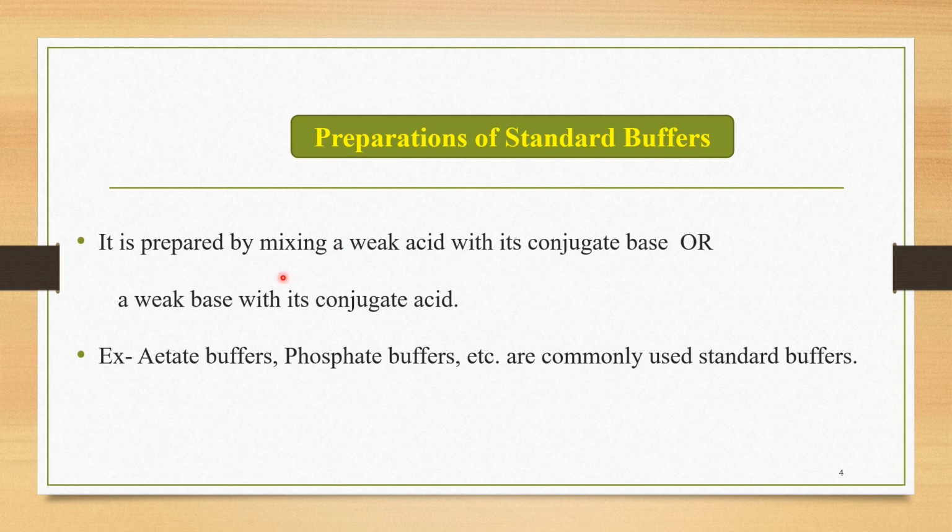Or the second one is we have to take a weak base and we have to mix it with its conjugate acid. So these are the two simple preparations for these particular standard buffers. Now what are the examples of this buffer solution? The first important commonly used buffer solution is acetate buffers. Second one is phosphate buffers. So these buffers are the common examples of these standard buffers. These are the commonly used standard buffers. So this is a simple process of this preparation of standard buffers.